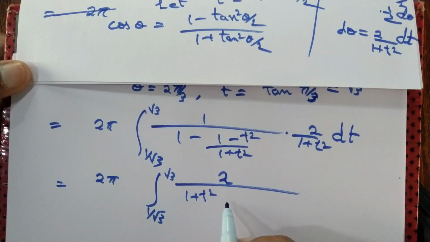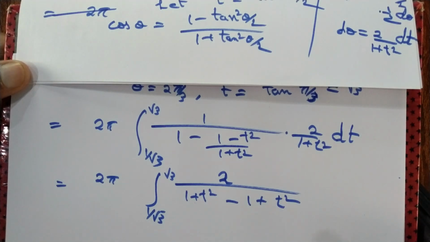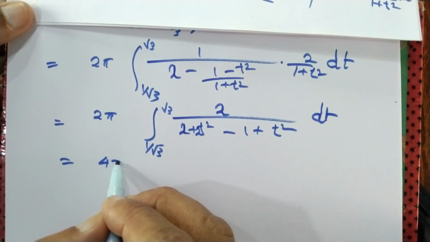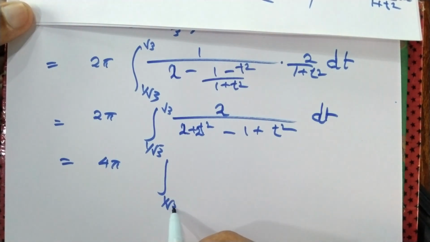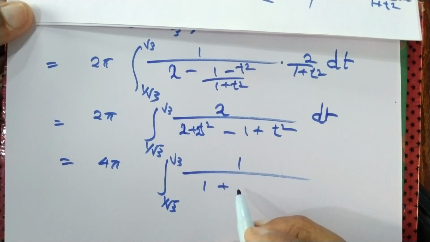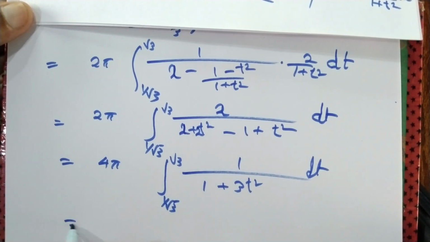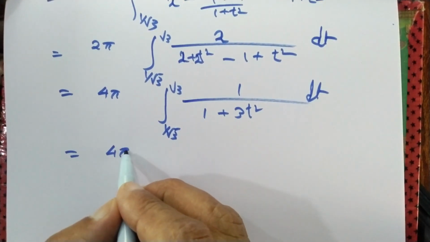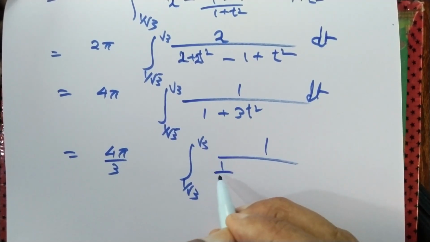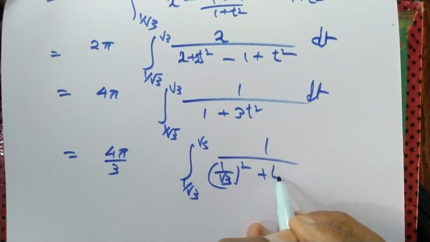1 plus t square, minus 1 plus t square. Oh, we forgot the 2. So this is equal to 2 plus 2t square minus 1 plus t square, dt. We can take 2 common, and so the integral changes from 1 by root 3 to root 3 as it is. However, the denominator we can simplify. 2 minus 1 is 1, plus 3t square dt. Now we can take 3 common. So you get (1 by root 3) whole square plus t square, dt.